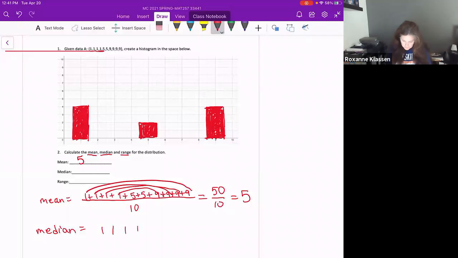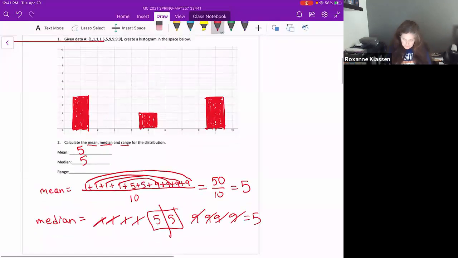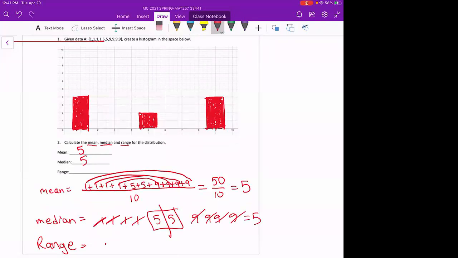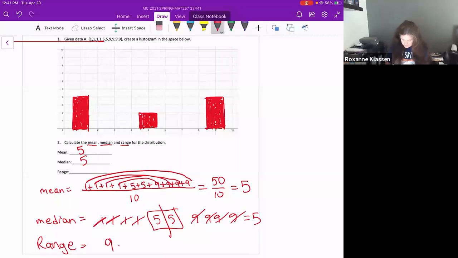1, 1, 1, 1, 5, 5, 9, 9, 9, 9. And if I mark them off from the ends, I want the middle between 5 and 5, which is still going to be 5. And the range, how do I calculate the range? The max minus the min. Very nice. So 9 minus 1, so my range is 8.